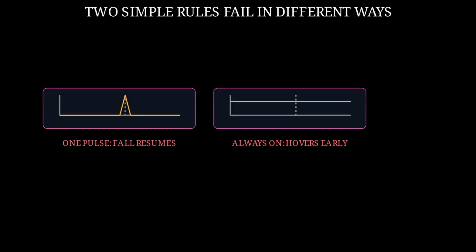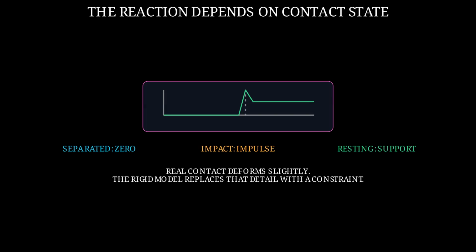Gravity alone lets the rigid crate pass through the pad, because no rule prevents overlap. An upward force that acts before contact cancels gravity too early, so the crate hovers in empty space. A single impact pulse fixes the velocity for an instant, but gravity immediately starts another fall through the floor. The rigid model needs a state-dependent answer.